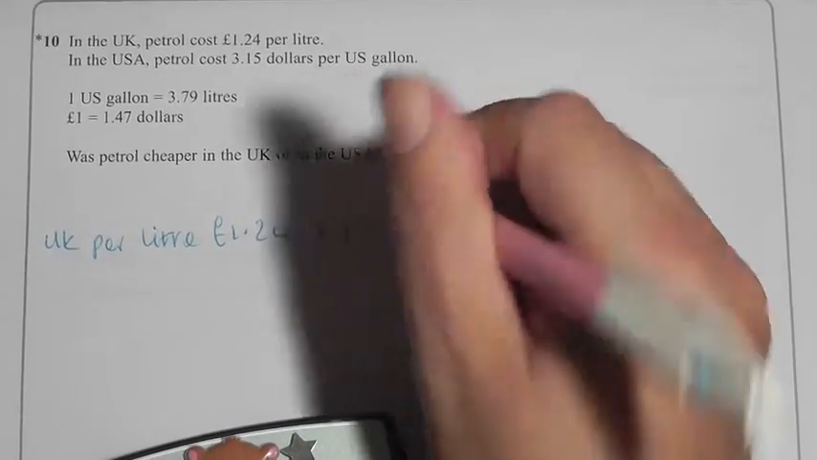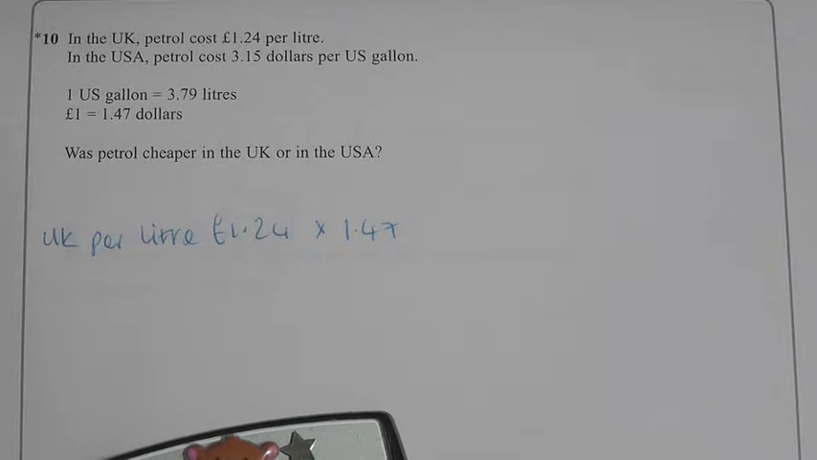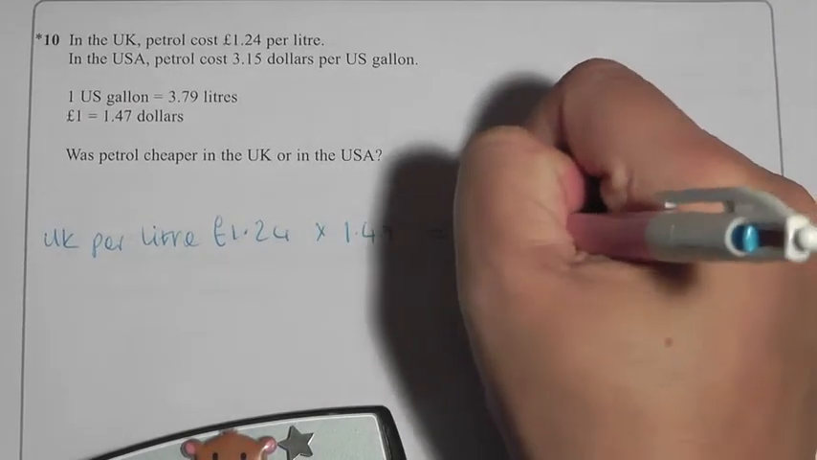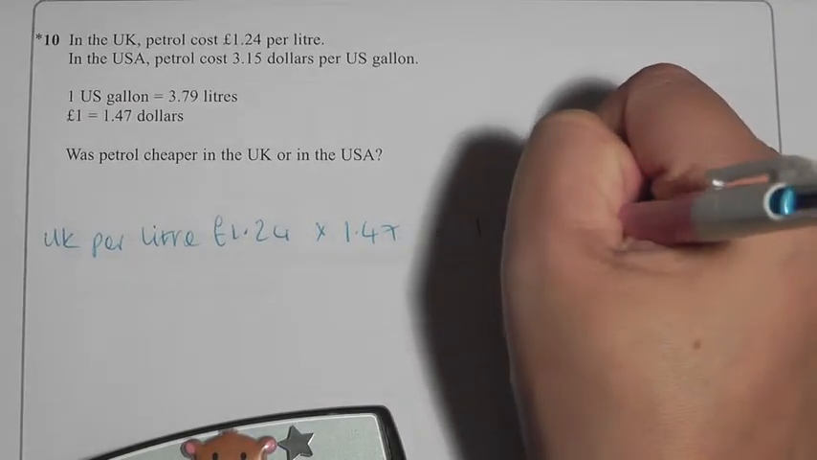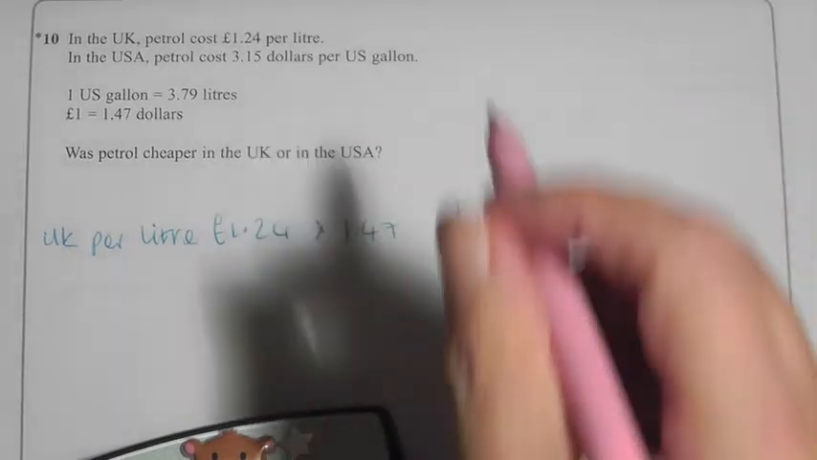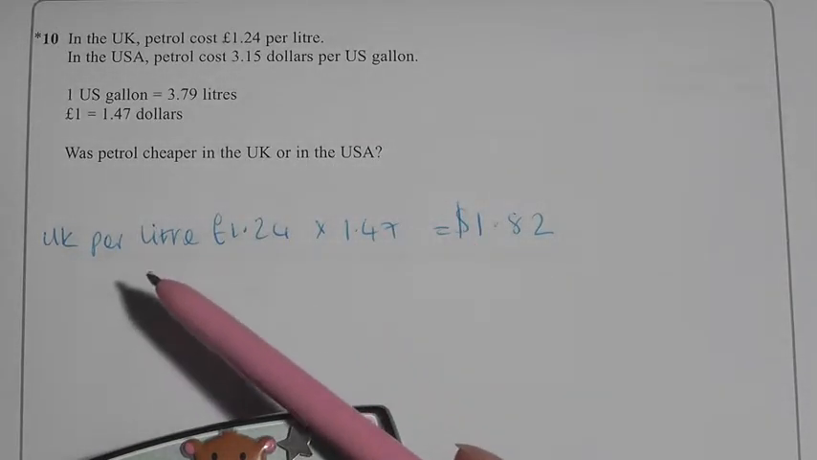So £1.24 times 1.47 gives me 1.82. So this is the dollar price per litre in the UK.